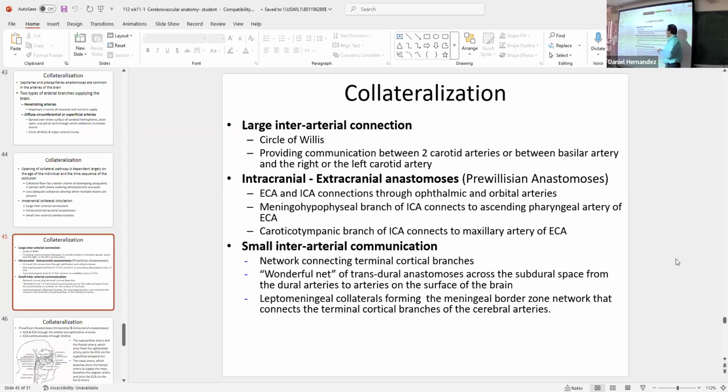Intracranial to extracranial connections are referred to as pre-Willisian. So before the circle of Willis, we have connections where we can get blood flow from those extracranial vessels outside the skull into those intracranial vessels, into the ICAs. So this refers to connections between branches of our ECA and branches of the ICA. Basically, branches of the ECA connect with the ophthalmic artery and can then bring blood flow into the ICA via the ophthalmic and orbital arteries.